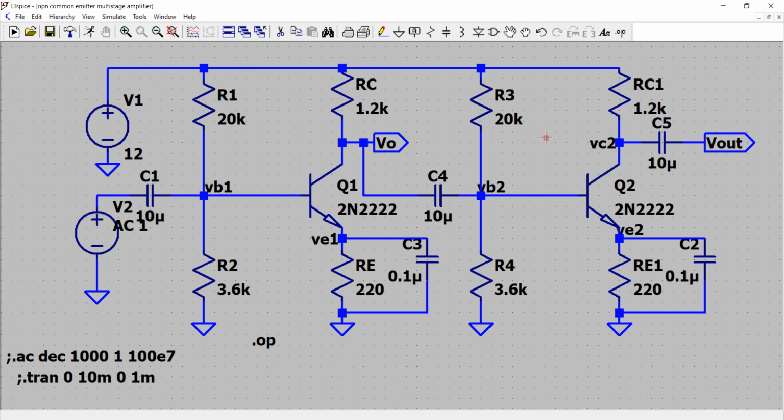Now the combined gain of this multi-stage amplifier would be gain of the first stage multiplied by the gain of the second stage. The gain of the first stage theoretical is RC divided by RE, which is approximately 5 times. So it means the output will be 5 times higher than the input, and therefore we see that we can actually have this one.